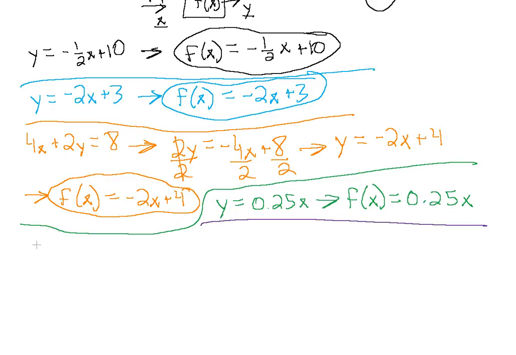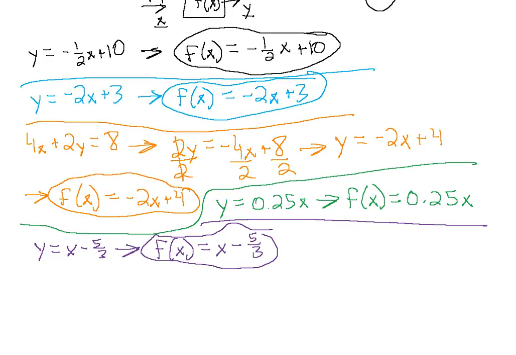Okay, let's look at another one. Let's say we have y equals x minus 5 over 3. All right, don't worry about the fraction over here. We're not even going to deal with it. This is in slope-intercept form, so we simply replace y with f of x. f of x equals x minus 5 over 3. Not a whole lot to it when we're dealing with slope-intercept form. And let's go ahead and do one more.